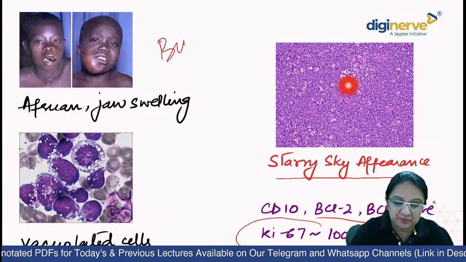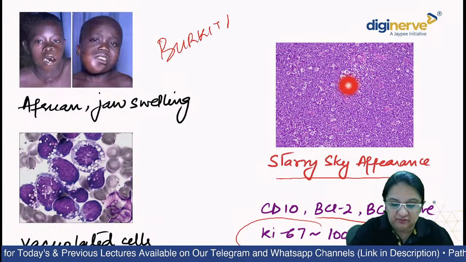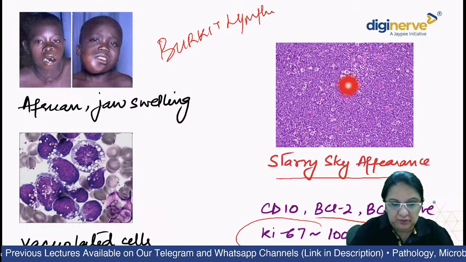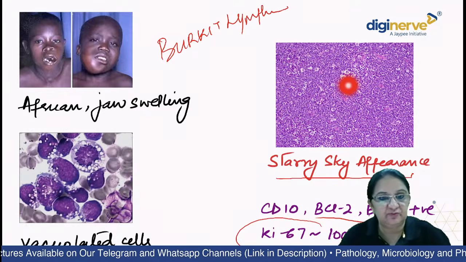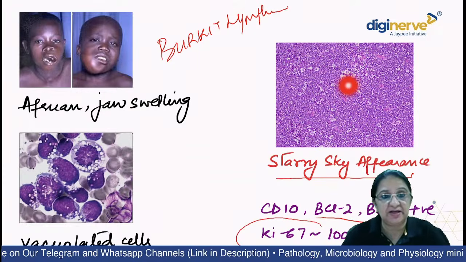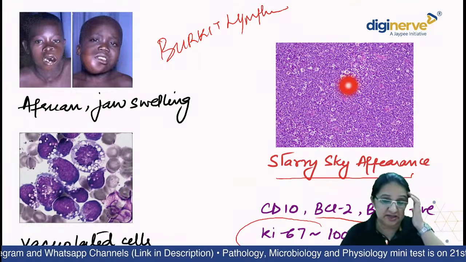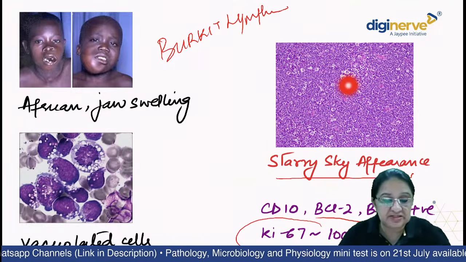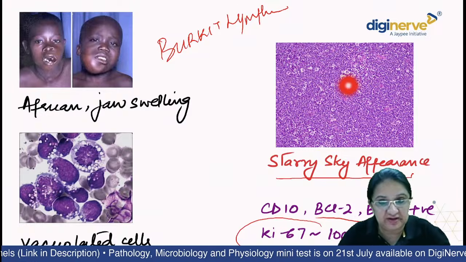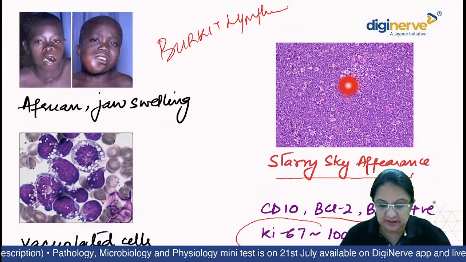Your answer should be Burkitt lymphoma. African boy, jaw swelling, vacuolated cells, starry sky appearance, highly progressive, rapidly dividing tumor. It has to be Burkitt lymphoma.